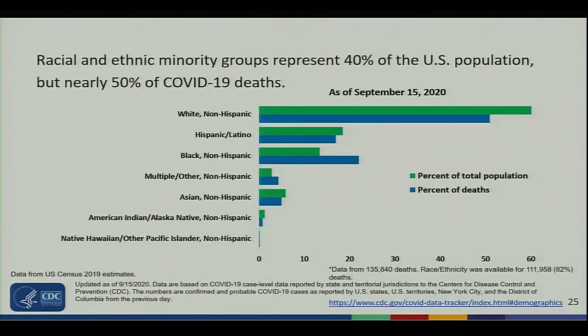This figure is similar to the one shown previously, but now shows the percent of COVID-19 deaths in blue compared to the percent of the total U.S. population in green. Racial and ethnic minority groups represent 40% of the U.S. population, but nearly 50% of COVID-19 deaths. Among Black and multiple or other race groups, you can see that the percentages of deaths in blue is higher than the percentage of the total population in green, indicating a disparity in COVID-19 deaths among these groups. Next slide.